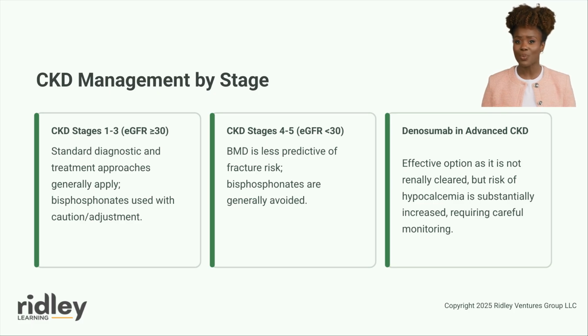Denosumab offers an important therapeutic option for patients with advanced CKD because it is not renally cleared and can be used across all stages of kidney disease. However, the risk of hypercalcemia is substantially increased in patients with CKD, particularly those with eGFR below 30 milliliters per minute. This is due to impaired ability to compensate for the calcium-lowering effect of potent anti-resorptive therapy. Management requires careful calcium and vitamin D optimization before initiating denosumab, with close monitoring of serum calcium following each dose.